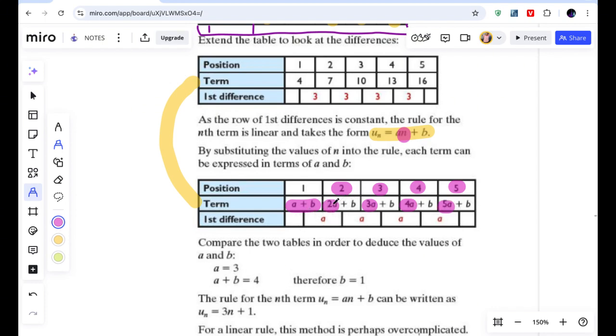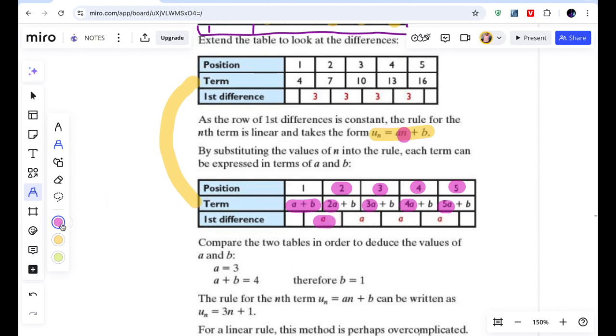The difference between the whole of this one at position 2 and the whole of this one at position 1. The difference is 2A minus A, we subtract the second minus the first. 2A minus A, I get A. B in the second position minus B in the first position is 0. So I get only A.